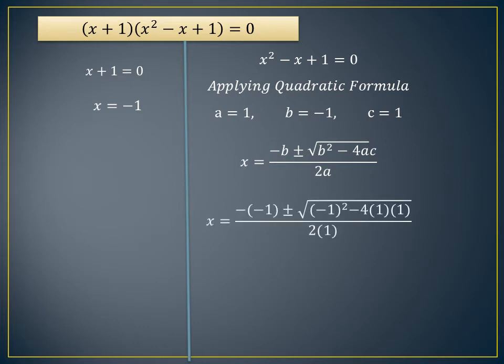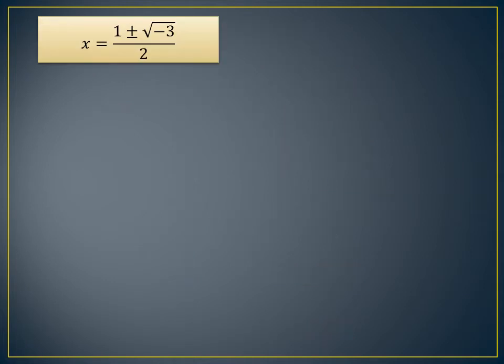So replacing all the values of a, b and c, we will get minus into minus 1 plus minus under root minus 1 square minus 4 into 1 into 1 over 2a. Opening the brackets, we will get 1 plus minus under root 1 minus 4 over 2. 1 minus 4 will be minus 3. Now we are having the value of x, but it is in the root form. We will separate it once with the minus sign and once with the plus sign.